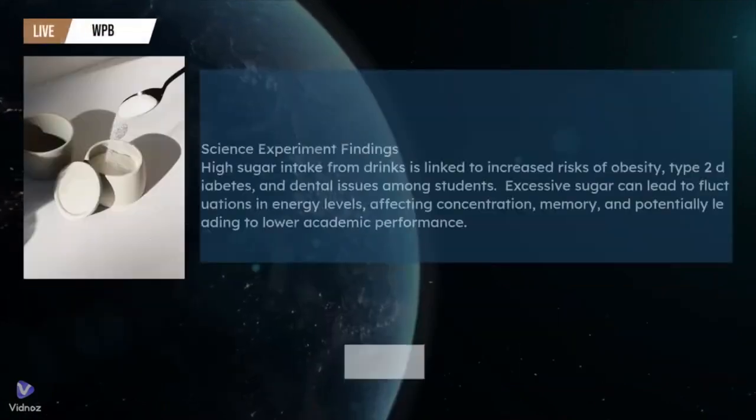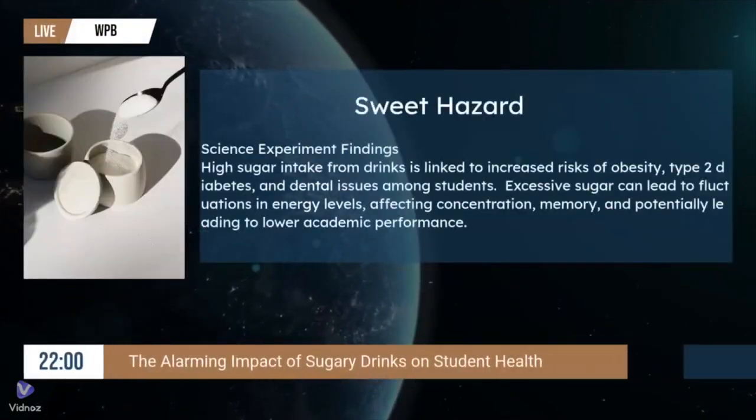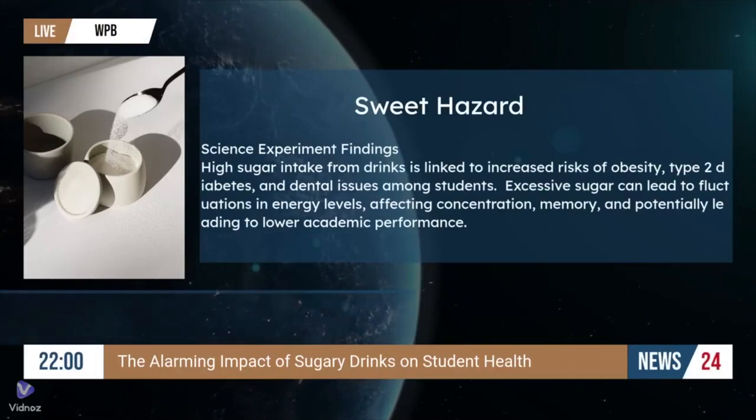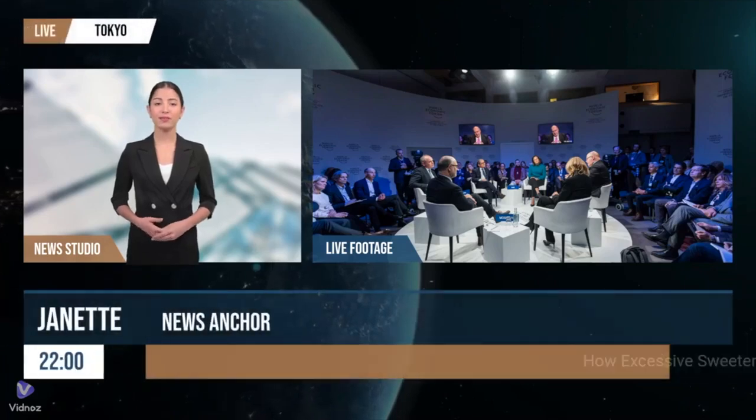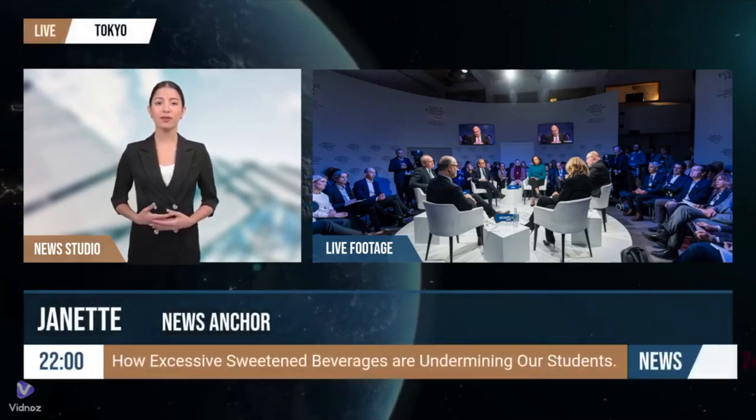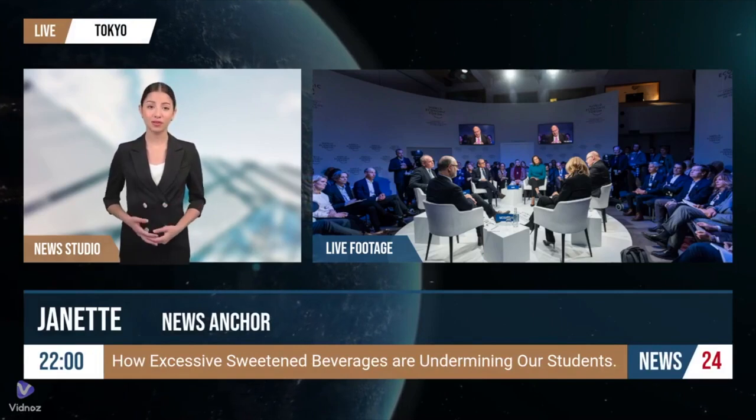The high sugar content in drinks poses significant health and academic challenges for students. Addressing this issue requires a combined effort from educational institutions, parents, and policymakers to promote healthier dietary habits among the student population. Japan has been taking several measures to address the issue of high sugar consumption, particularly among students.